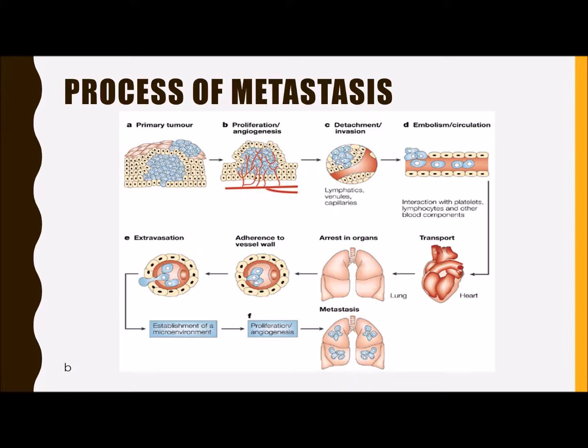The second process is known as the proliferation or the angiogenesis process. At this stage, the synthesis and secretion of angiogenic factors establish a capillary network from the surrounding host tissue, which supports the proliferation process of these tumor cells.